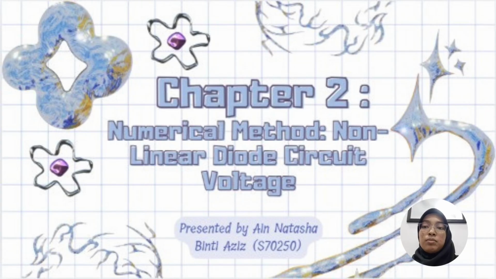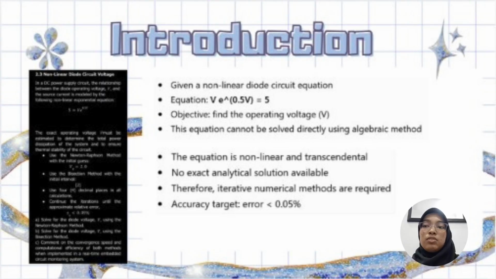Today we will present our numerical method report for chapter 2, question 2.3, which focuses on solving a nonlinear diode circuit equation. The given equation is V e to the power of 0.5 V equals 5. Since this is a nonlinear equation, it cannot be solved using normal algebraic methods. Therefore, we use numerical methods to estimate the value of V.